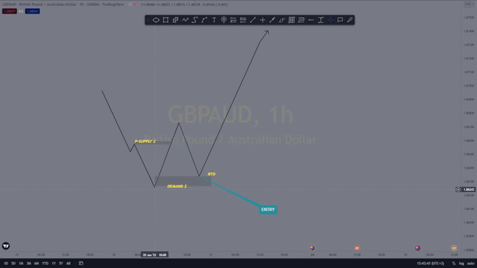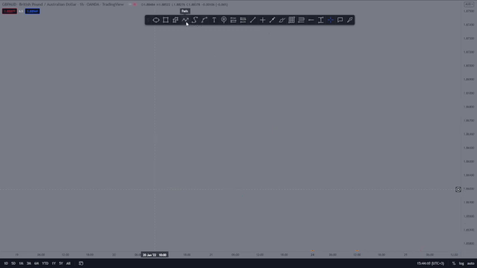I have discussed both models, the ICT and the supply and demand zone. But let's do an S&D model confirmation. So for ICT, it's like this.